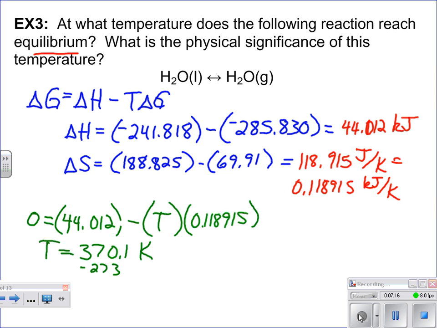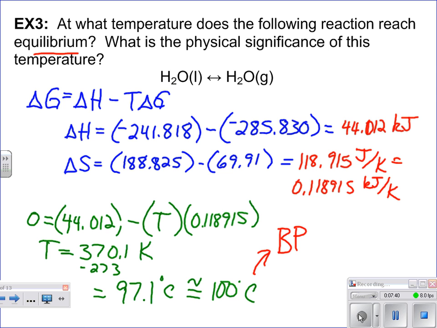Well, let's put that into units that we're a little bit more familiar with. If you subtract your 273, you determine that that is 97.1 degrees Celsius. You know what, that's pretty darn close to 100 degrees Celsius. Our pressures might be off a little bit, but in this case we're going to say that this is roughly equal to 100 degrees Celsius, and the significance, hopefully you're figuring out, is the boiling point for water.